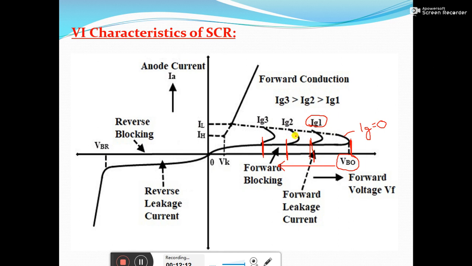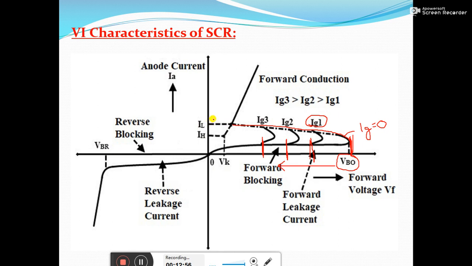Let's consider the first curve with I_G equal to 0. The current is resulting like this. As soon as the voltage becomes equal to VBO, till this point the SCR is in off state. As soon as the breakover occurs, the SCR changes its state from off to on state. Here, the resulting current is nothing but a latching current.